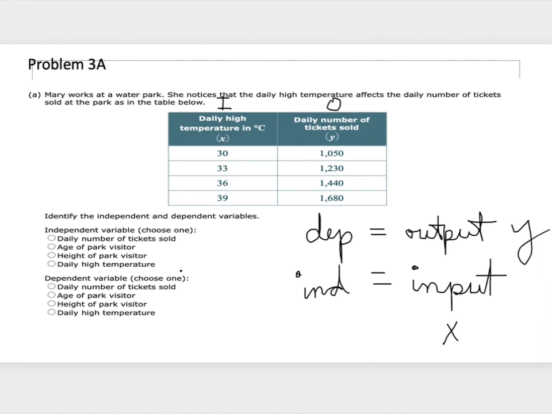Daily high temperature is the input, therefore it is the independent variable. Dependent variable is the output. It's the daily number of tickets sold. So let's just go ahead and mark that one. And let's look at all the others that they have for you. Age of park visitor. Nowhere in here does it even mention the age of park visitor. Height of park visitor is not even mentioned. Daily high temperature is not the output, it is the input. So dependent means it's the output. It is dependent on the input.